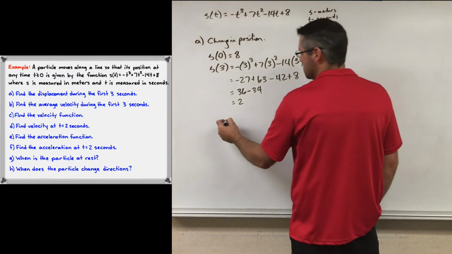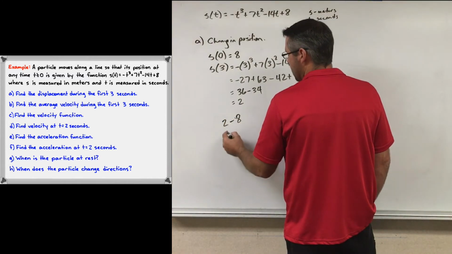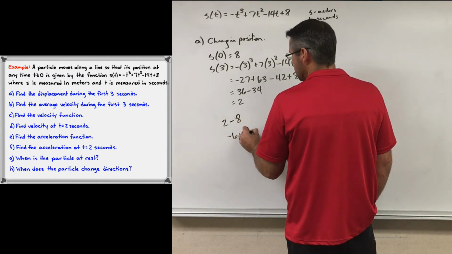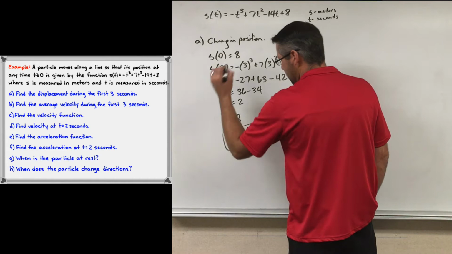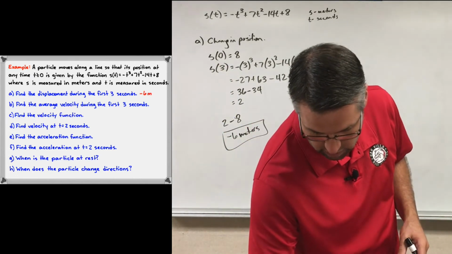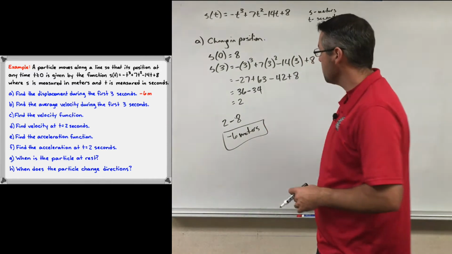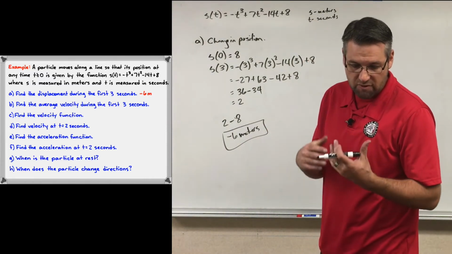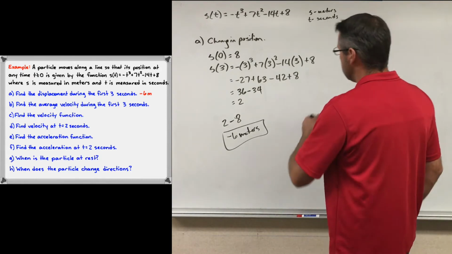So our change in position is going to be 2 minus 8, which is negative 6, and it would be negative 6 meters. That is our displacement. That is how far we have moved and what direction I have moved in. So we end up with negative 6 meters for A. Okay? For B, it says find the average velocity during the first 3 seconds.